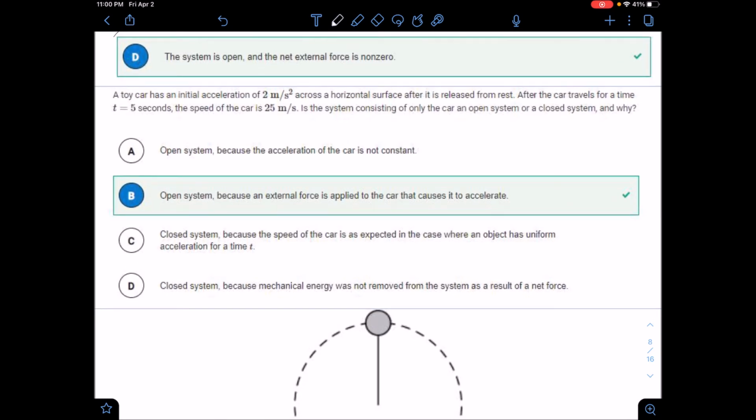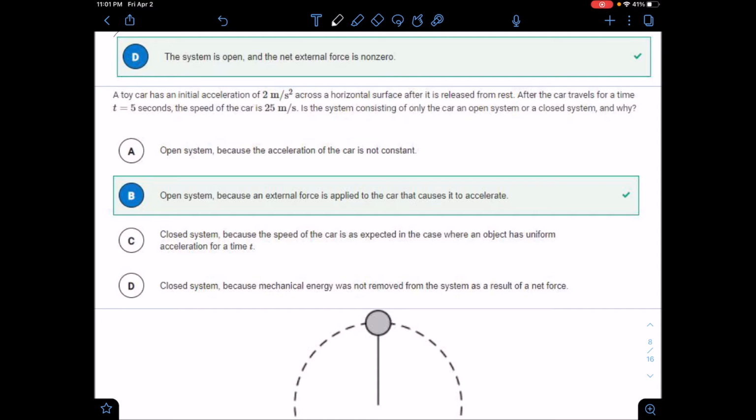All right, next question. A toy car has an initial acceleration of 2 meters per second squared across a horizontal surface after release from rest. After the car travels for time t equals 5 seconds, the speed of the car is 25 meters per second. Is the system consisting of the car an open system or a closed system, and why?